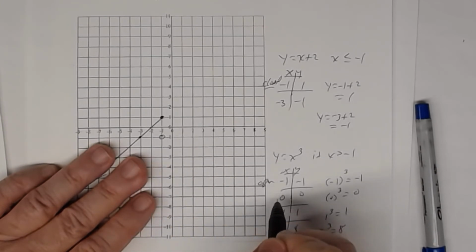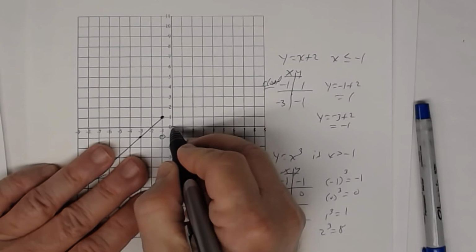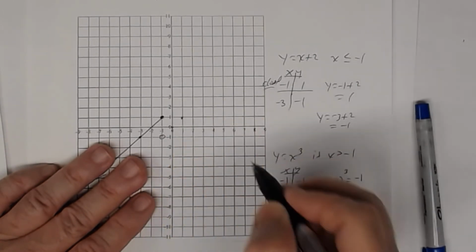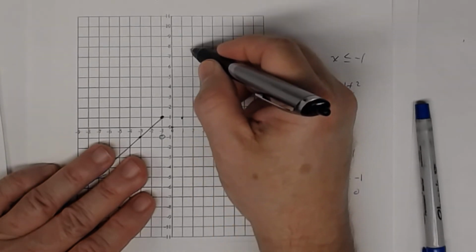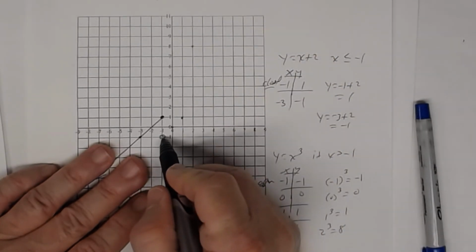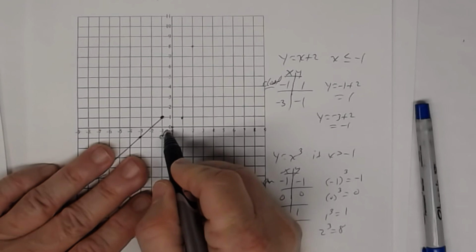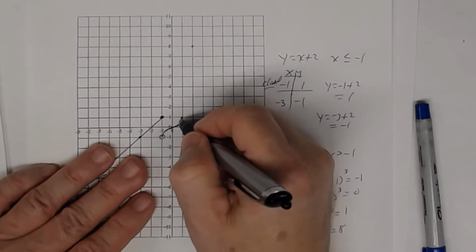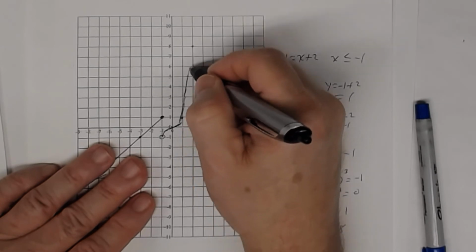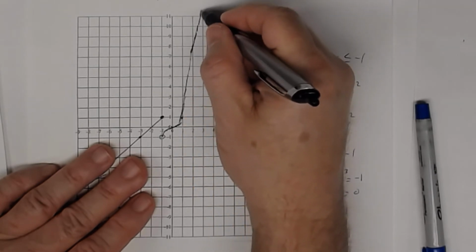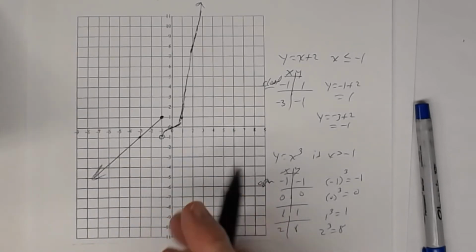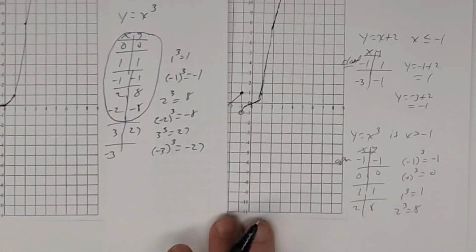All right, 0, 0 is here, closed circle. 1, 1 is here, closed circle. And then 2, 8 is here, closed circle. And so here's what you get. All right, so you get this piece here, kind of looks like this. And then it rises quite a bit because you're cubing x like that. So you see this piece here, that piece here, I'm hoping you see it.